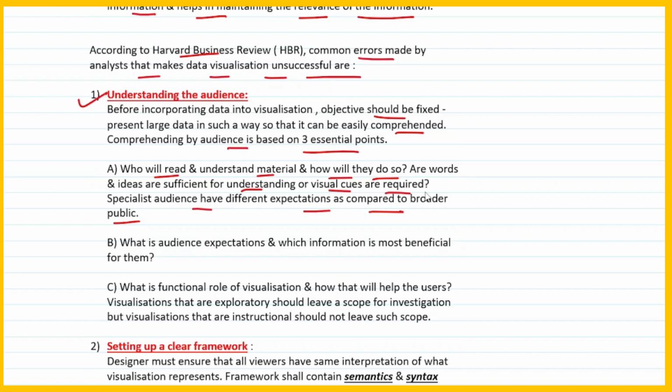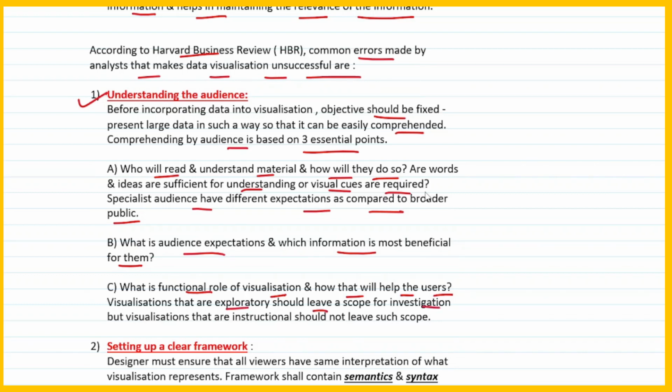The second point is, what are the audience expectations? What do they expect and which information is most beneficial for them, right? And what is the functional role of visualization and how will that help the users? So basically what purpose it is trying to serve, and how helpful the data that you're giving will be for the users.